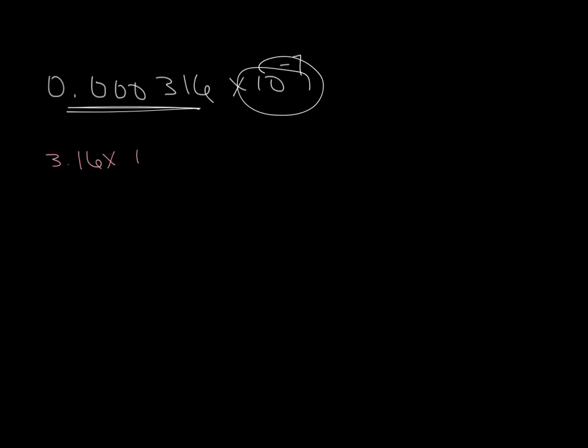3.16 times 10, and where did we move it? 1, 2, 3, 4. And to move it back to its original place, I'd have to go 4 to the left. So that means that would be negative. And we still have this here. So I'm just going to write it like that.